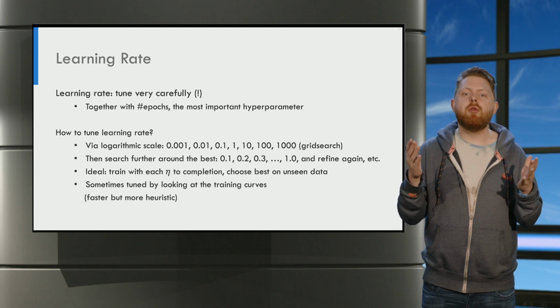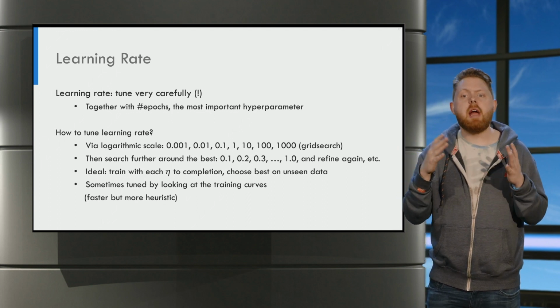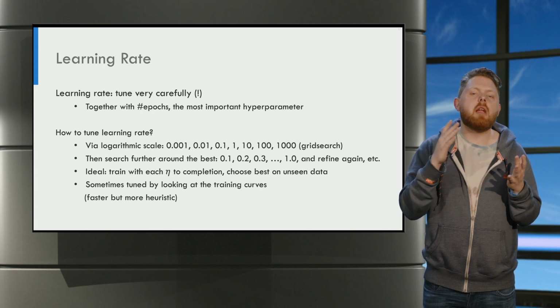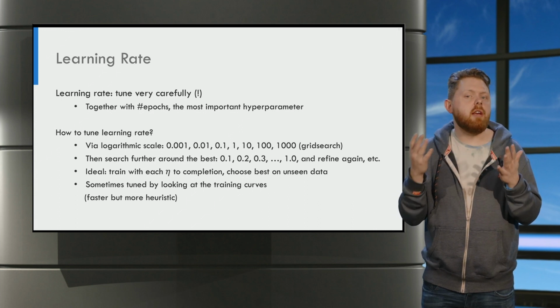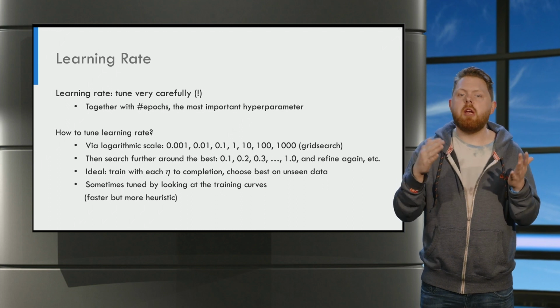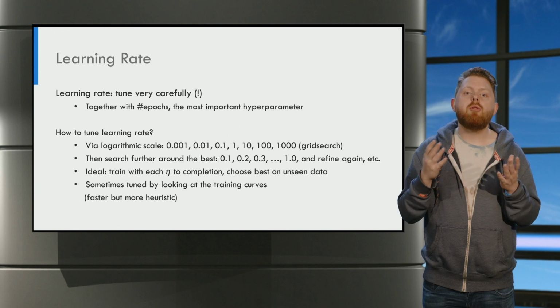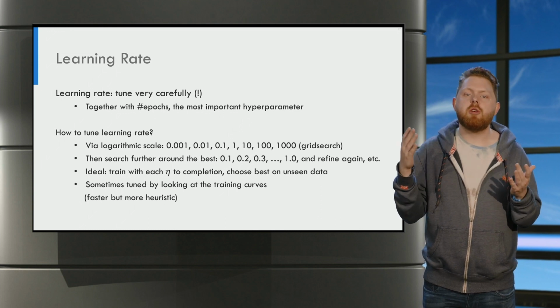Realize that this way of tuning is a bit more heuristic and subjective. But if your optimization is taking an hour or sometimes even days, you will want to use the training curve so you can stop optimization early. This way, tuning can be much faster.